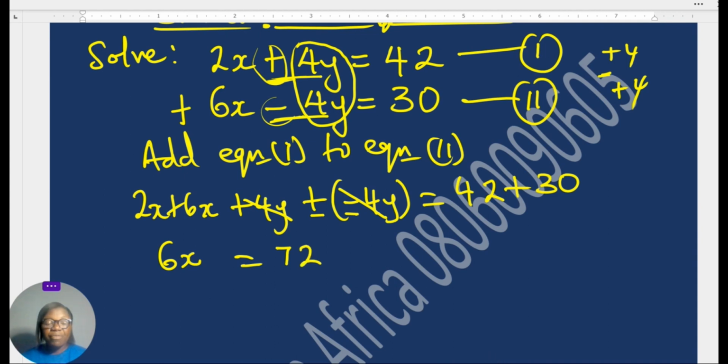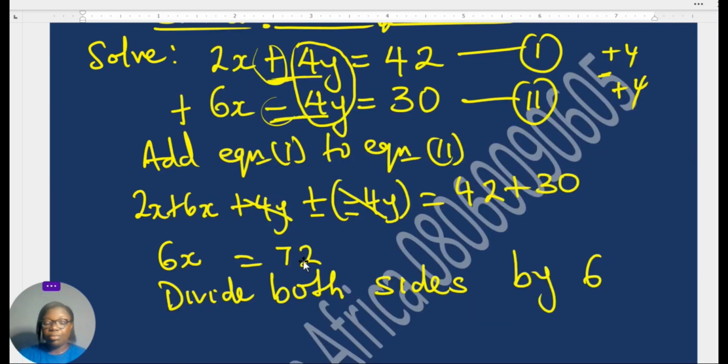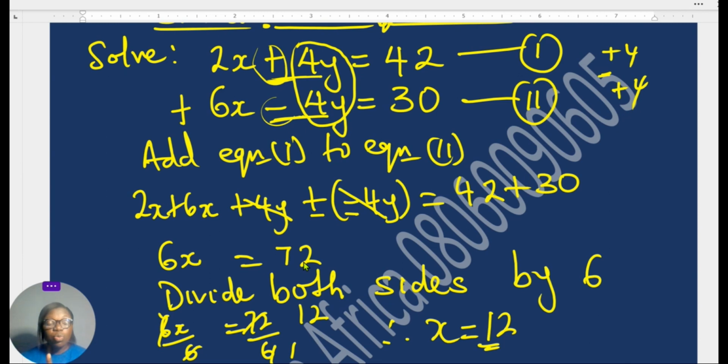For us to be able to get the value of x, we have to divide both sides by 6. That will be 6x divided by 6 equals 72 divided by 6. So 6 cancels 6 right here: 6 into 6 is 1, and 6 into 72 is 12. Therefore, the value of x is equal to 12. So we were able to eliminate the variable y in order to get the variable x.